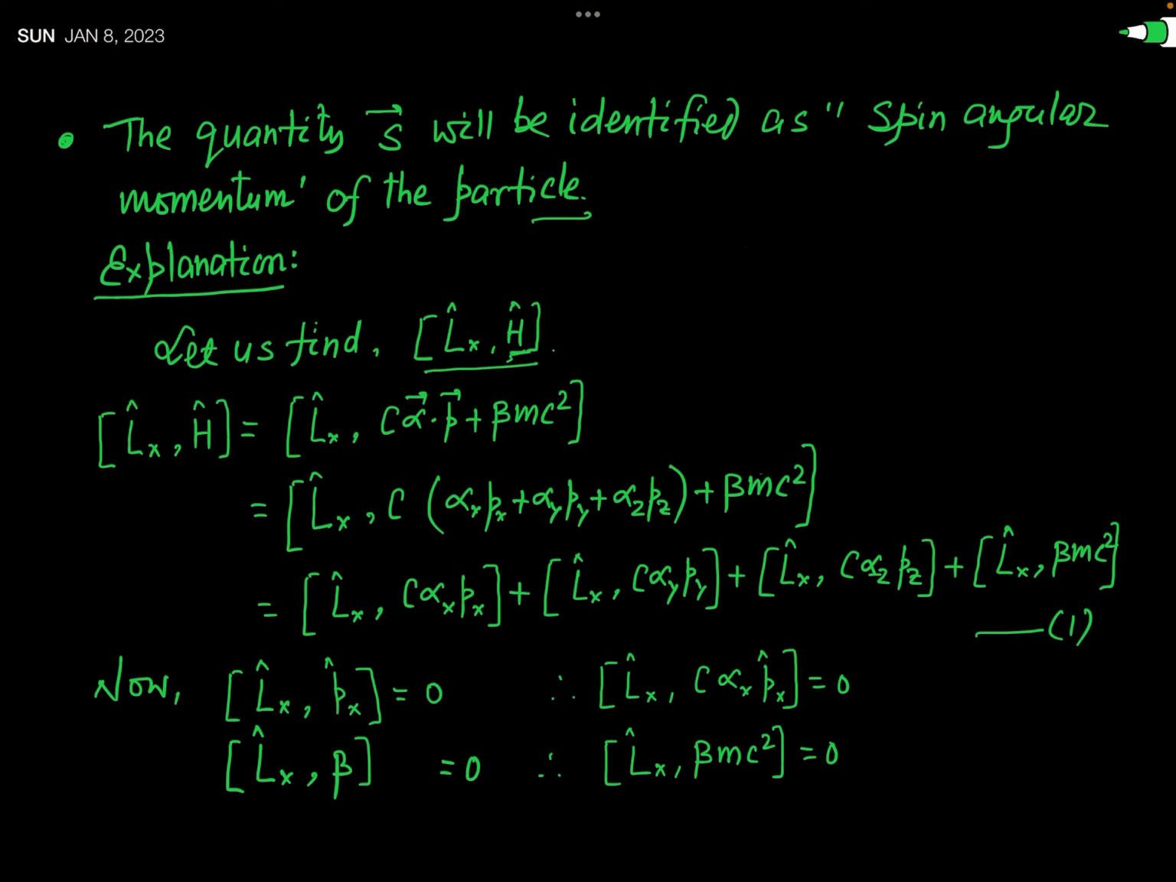So let us try to find the commutator of Lx hat with H hat. As you know, this H hat operator, which is the Dirac Hamiltonian, is defined as c alpha dot p plus beta mc squared. And so this commutator will be equal to the commutator of Lx with c times alpha x px plus alpha y py plus alpha z pz, plus beta mc squared.